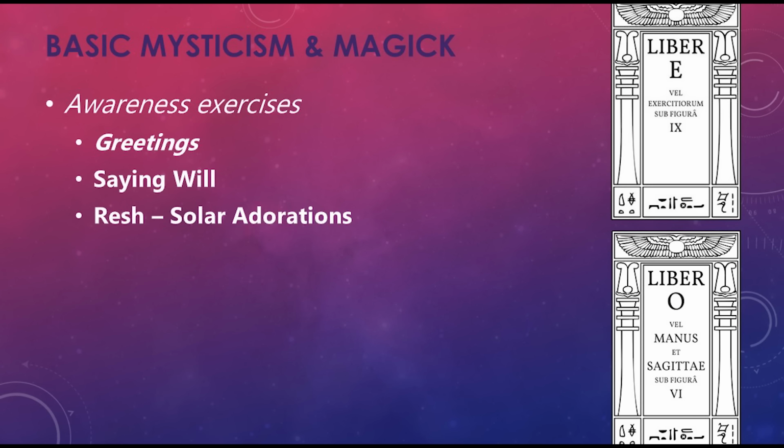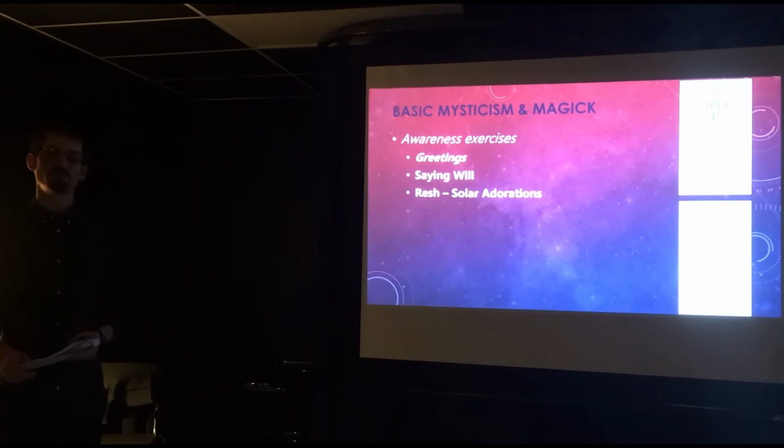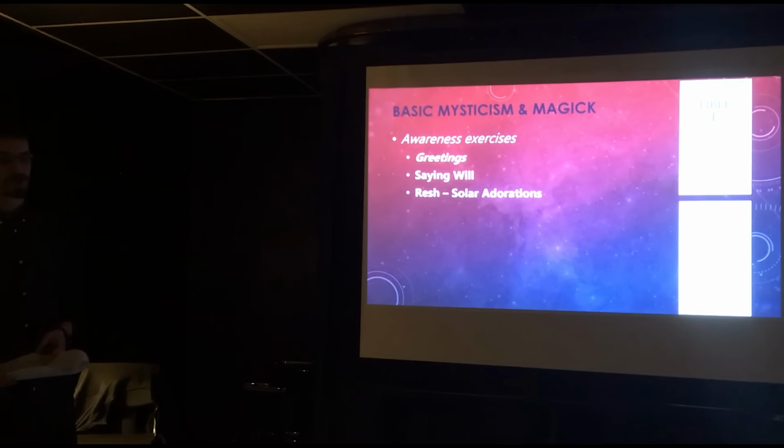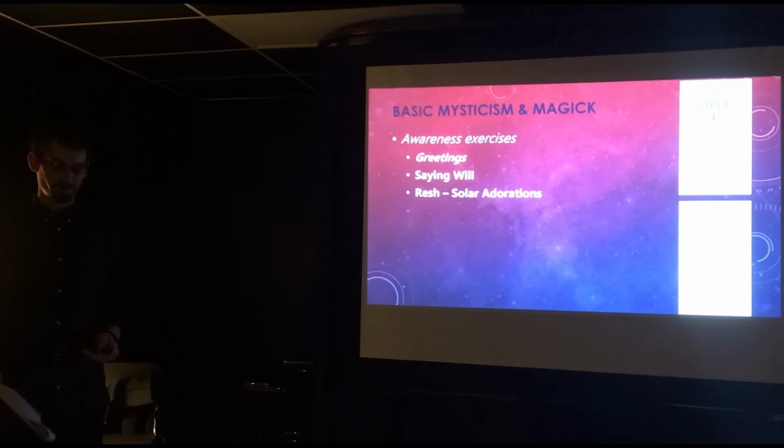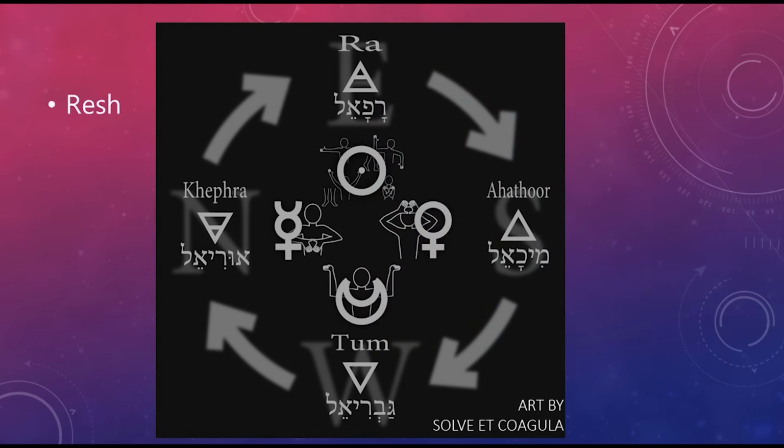And then there's something called Resh, these solar adorations. I do not have nearly enough time to talk about this, but Resh is a solar adoration that's done at dawn, noon, dusk, and midnight. So here's a picture done by Solva et Coagula, an artist. Very good artist. Check him out. And this represents the 4 quarters.